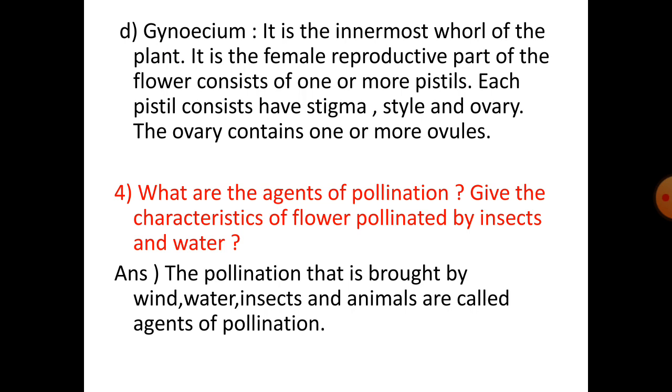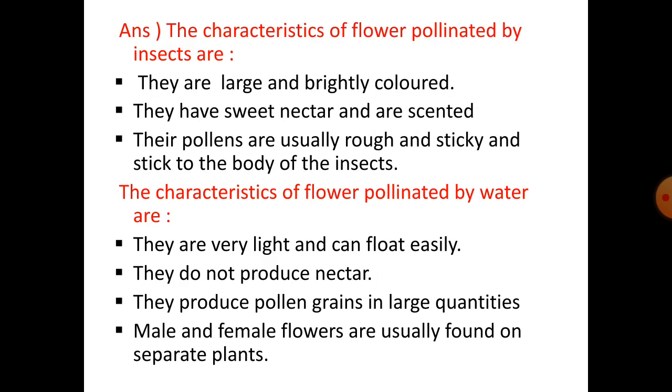Question 4. What are the agents of pollination? Give the characteristics of flowers pollinated by insects and water. The agents by which pollination is brought about, wind, water, insects and animals, are called agents of pollination. The characteristics of flowers pollinated by insects are: they are large and brightly colored, they have sweet nectar and are scented, their pollens are usually rough and sticky and stick to the body of the insects.